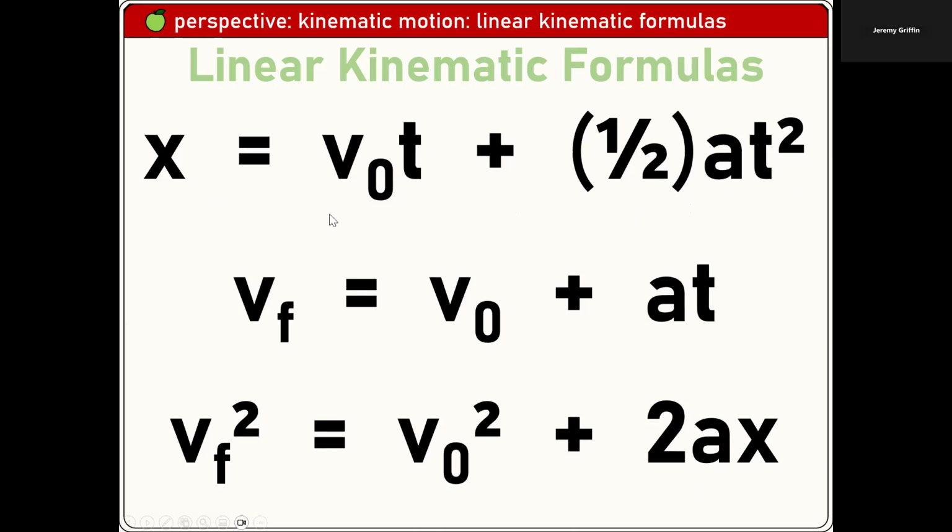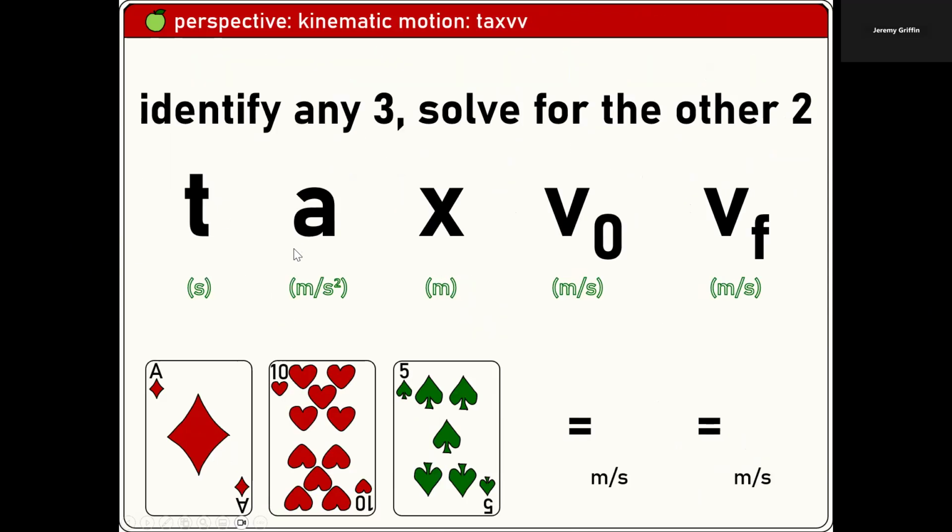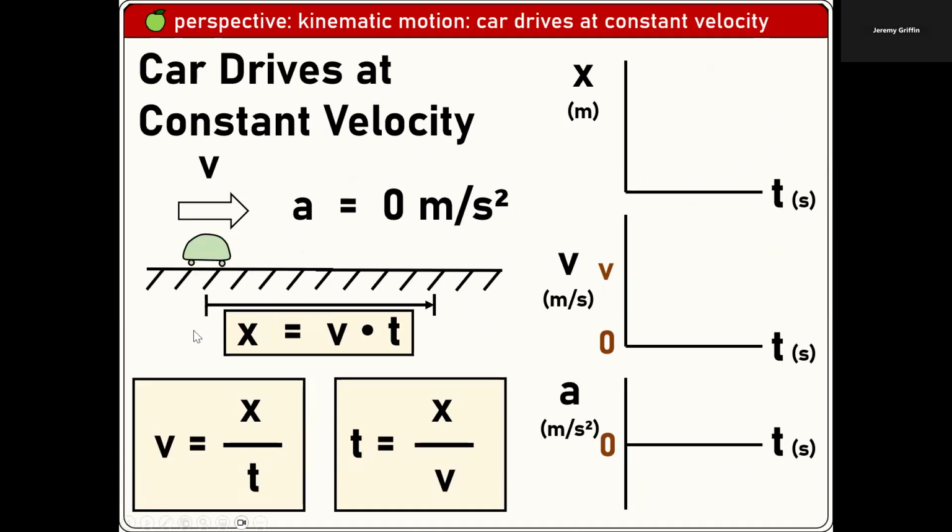Because if there's no acceleration, there's only one formula that really matters. Isn't this top one just x equals vt? That's like cruise control. You're going on a car trip. Yeah, constant speed. Okay. All right. So know any 3, solve the other 2. Could have you guys solve that, but you could get that.